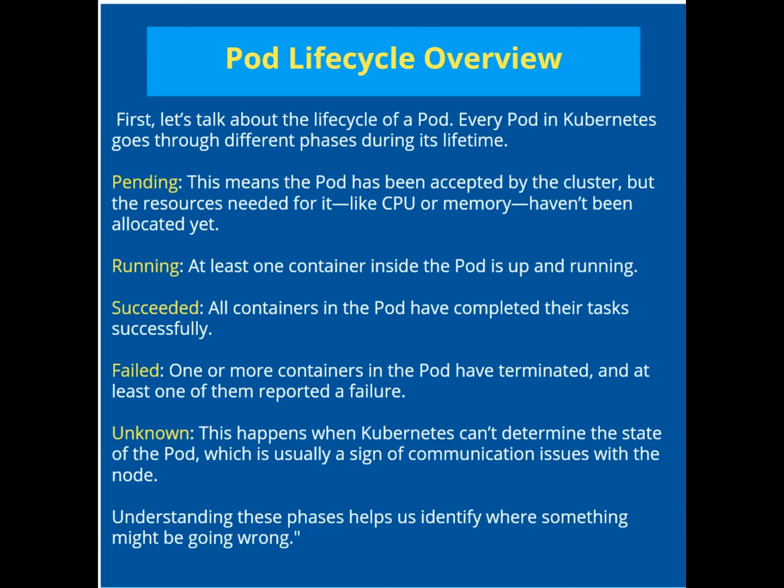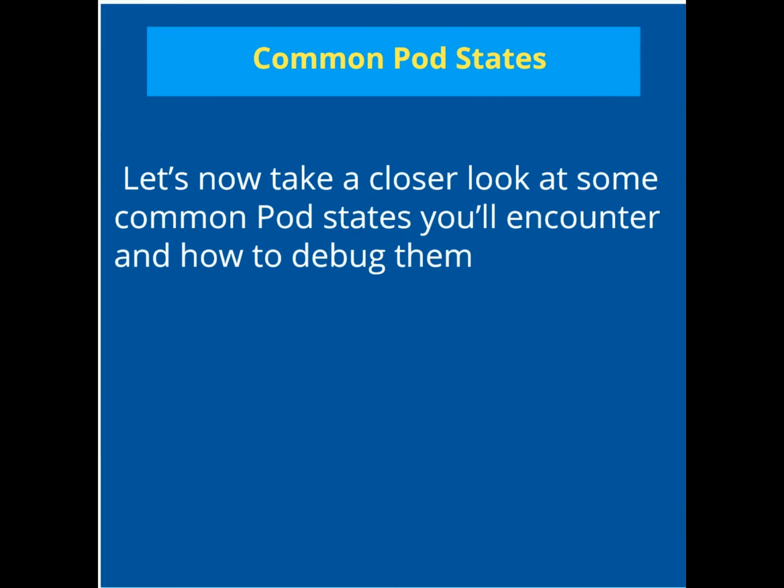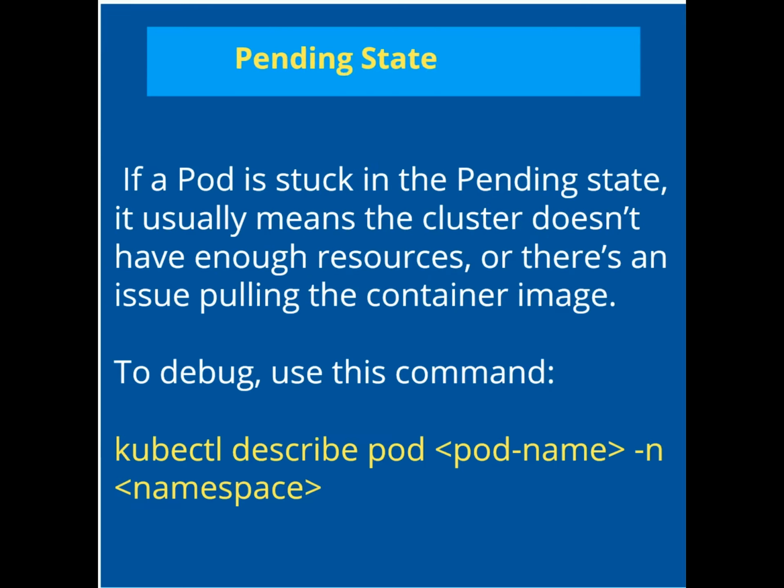Let's now take a closer look at some common pod states you'll encounter and how to debug them. Pending state. If a pod is stuck in the pending state, it usually means the cluster doesn't have enough resources, or there's an issue pulling the container image. To debug, use this command: kubectl describe pod <pod-name> -n <namespace>.